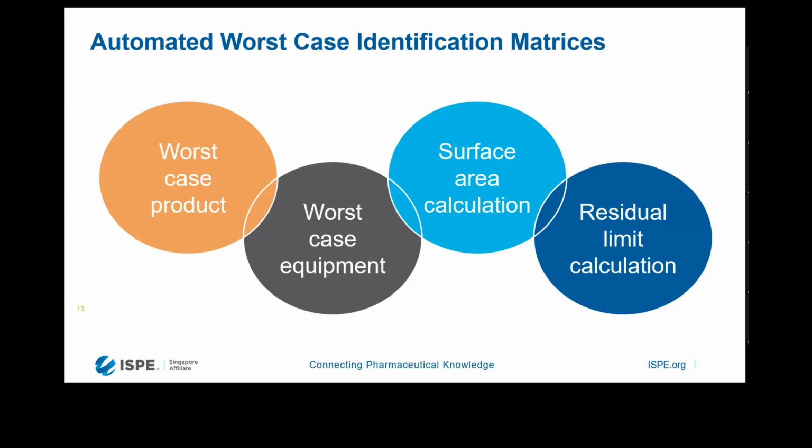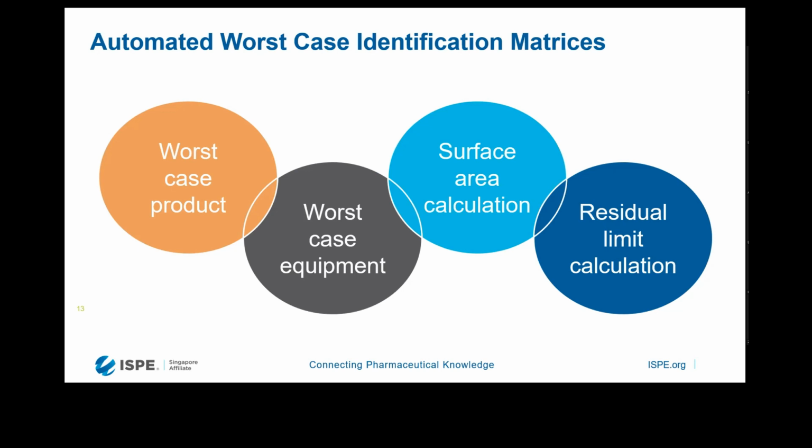Worst case product, worst case equipment, surface area calculation, residual limit calculation. These are the things that we manage in the digitized world. How do we manage? In one click. I heard from one customer, so I'll share my example. One customer said, Sunil, we are a CMO, a contract manufacturing organization, meaning every month they are bringing in more than 100 new products. How would this help? How would this work?